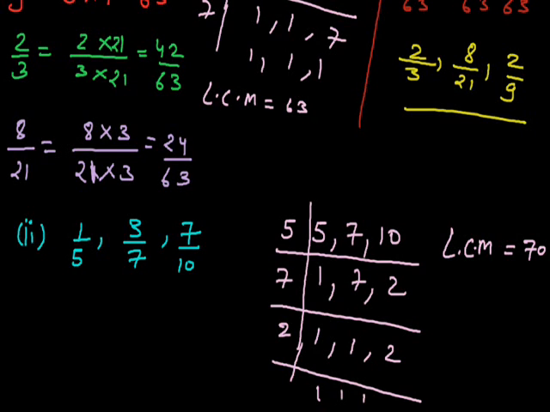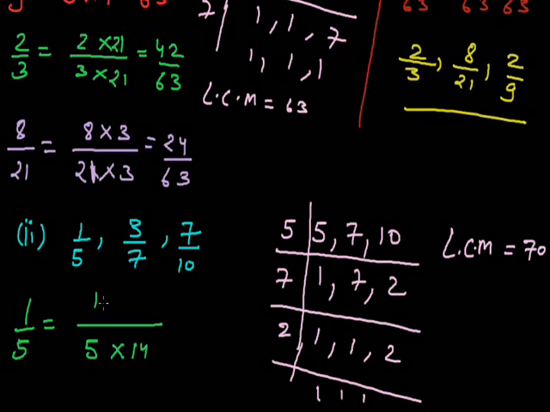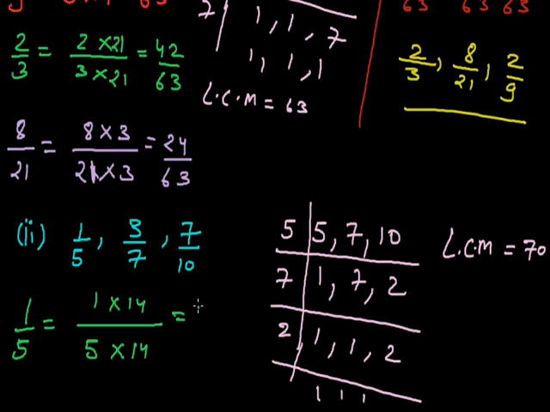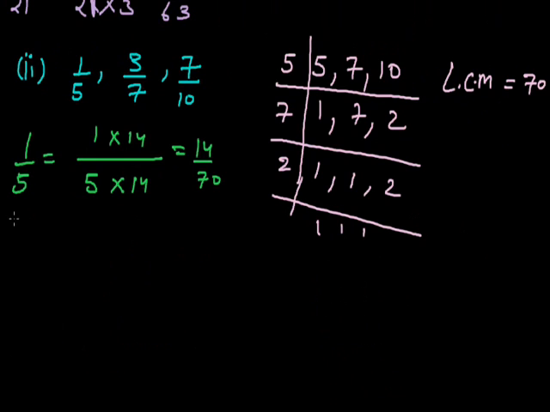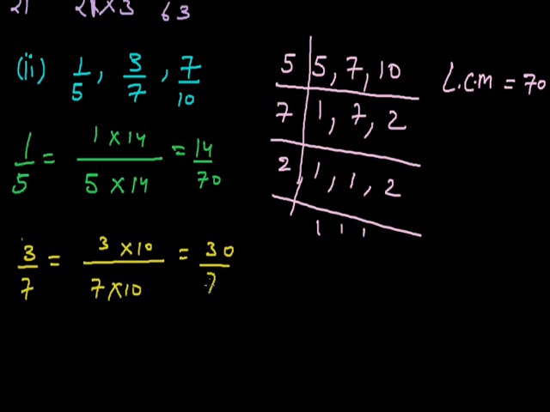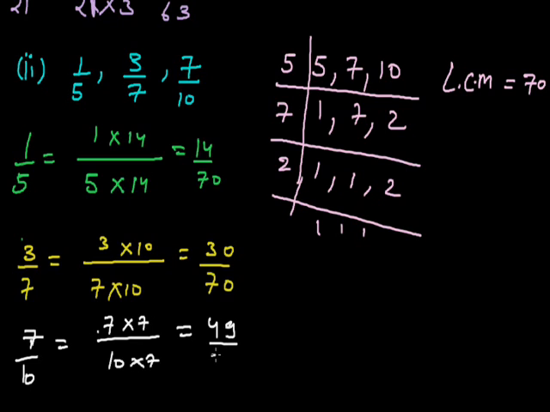So we have to make each fraction's denominator equal to 70. 1 by 5 will be 1 into 14 and 5 into 14, which gives you 14 by 70. Now the next number is 3 upon 7. To make 7 into 70 we have to multiply it by 10, so 3 will also get multiplied by 10. It will give you 30 upon 70. Next number is 7 by 10. So it will be 7 into 7 and 10 into 7, which gives you 49 upon 70.